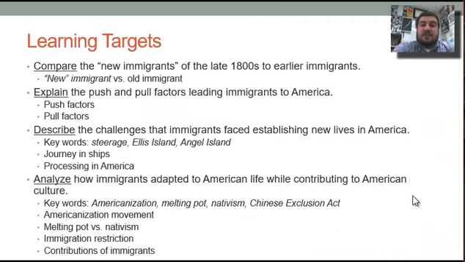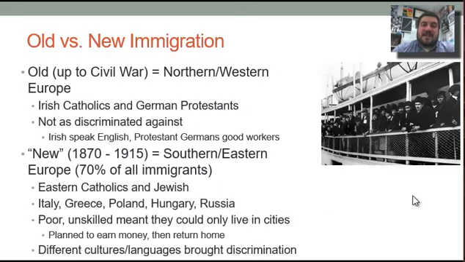Learning targets: we'll talk about what makes these immigrants new. We'll talk about the push and pull factors, about why they came to America, the challenges that they faced on the journey to America, and the challenges once they got here, and how they adapt to American life while contributing to our culture. So what makes this era of immigration new?